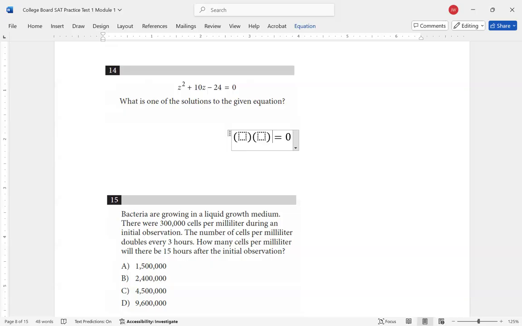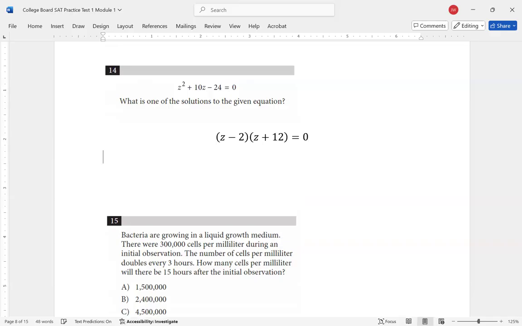We already have the right-hand side equal to 0, so all I have to do is factor the left-hand side. When I factor the left-hand side, I'm looking for numbers that multiply to give me negative 24, but add to give me 10. Well, it turns out that negative 2 and positive 12 multiply to give me a negative 24, and add to give me a positive 10.